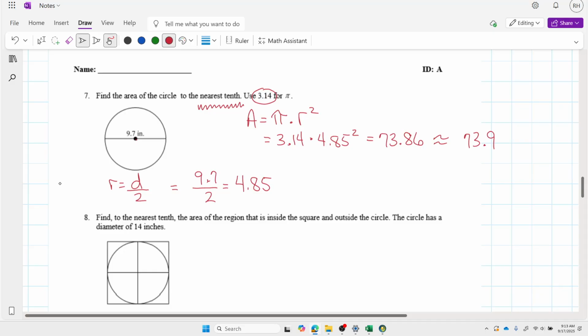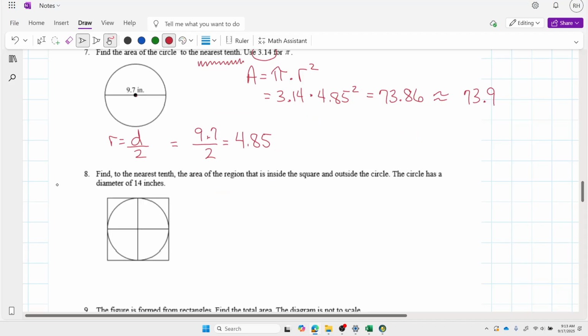Any questions up till now? All right, we got 2 problems left.